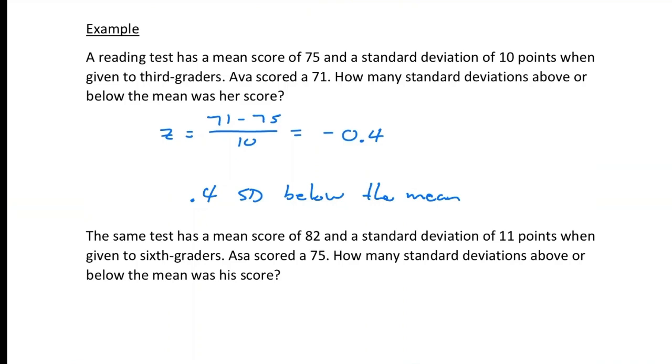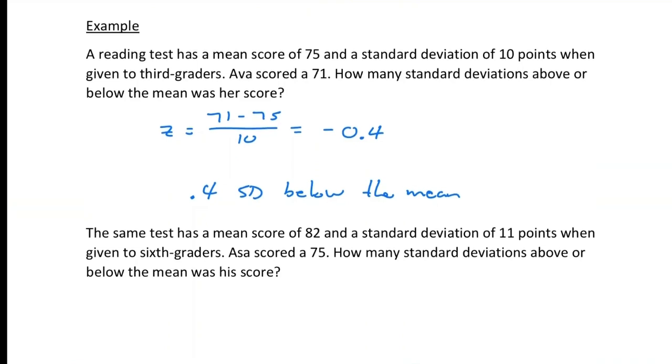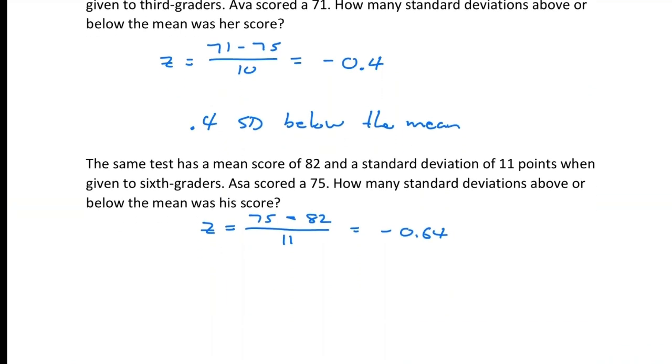Similarly, the same test has a mean score of 82 and a standard deviation of 11 points when given to sixth graders. Asa scored a 75. How many standard deviations above or below the mean was his score? Similarly, we take his score of 75 minus the mean of 82 and divide that by the standard deviation of 11. In this case, his number of standard deviations is negative 0.64, which again means that his score is 0.64 standard deviations below the mean.